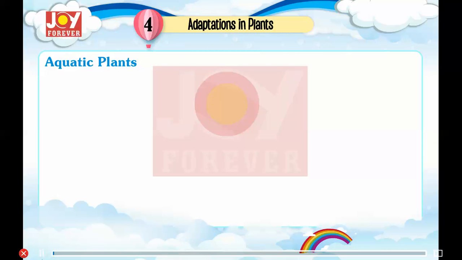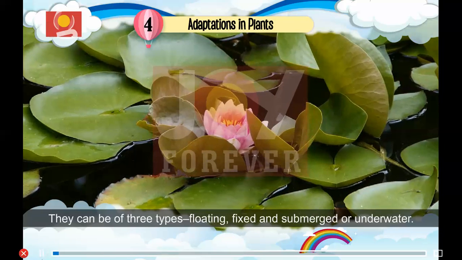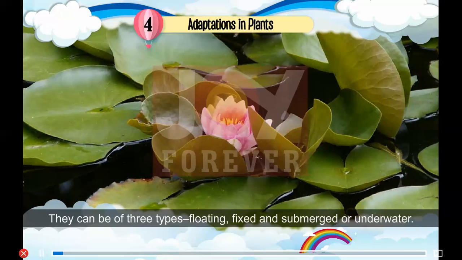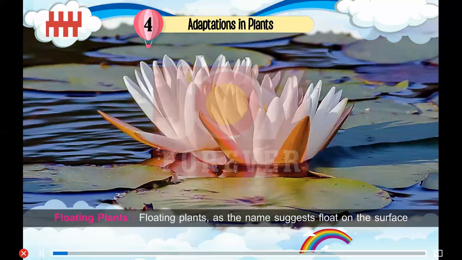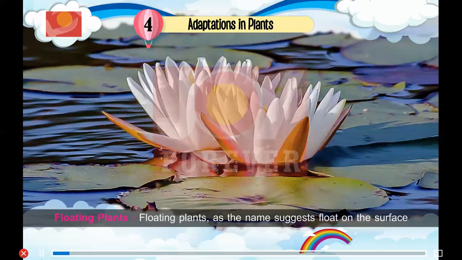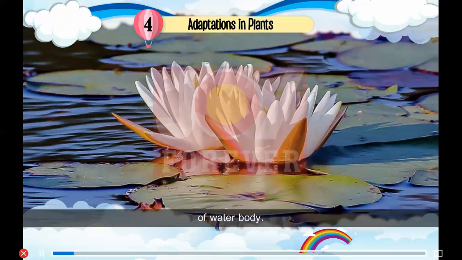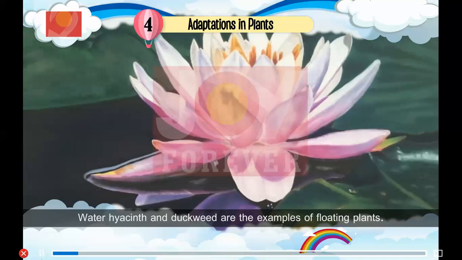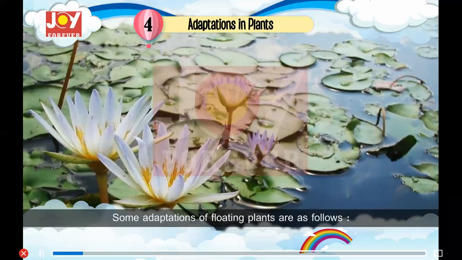Aquatic plants. Plants that live in water are called aquatic plants. They can be of three types: floating, fixed, and submerged or underwater. Floating plants. Floating plants, as the name suggests, float on the surface of water body. Water hyacinth and duckweed are the examples of floating plants. Some adaptations of floating plants are as follows.